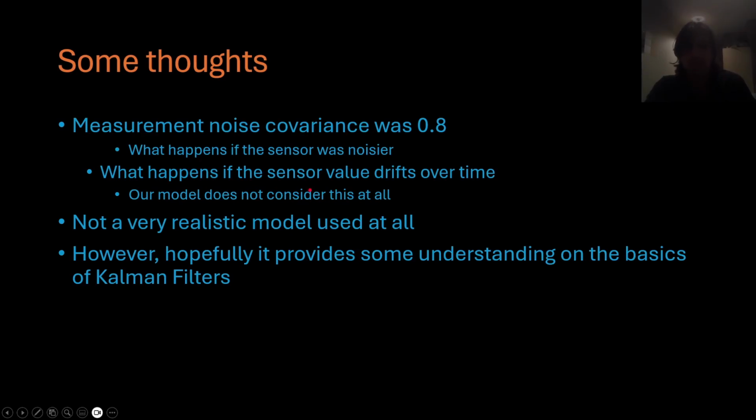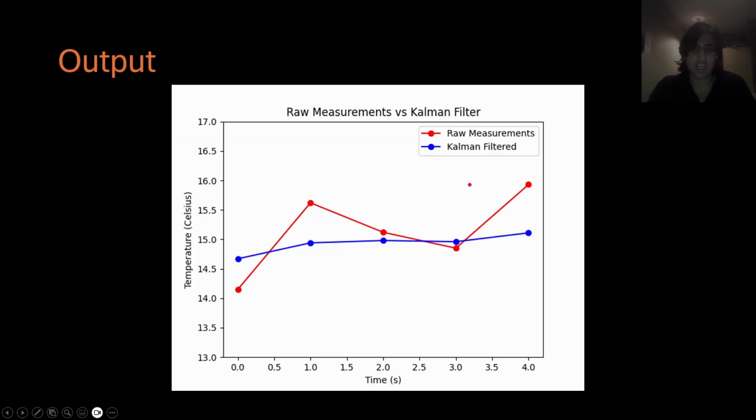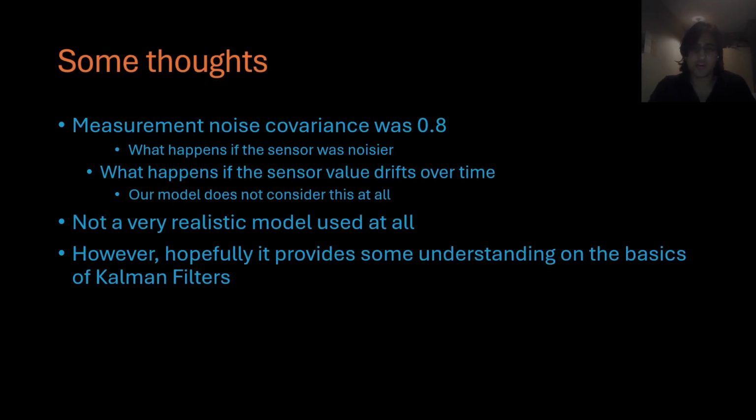But what happens if the sensor value drifts over time? Here you can see we just have spiky values, all spiky noise, jitter, or high frequency noise. But what happens if the sensor value was slowly increasing over time to 16, 17, 18, 19 degrees, even though the actual temperature was a constant 15? Our model does not consider this at all, and our Kalman filter will fail to filter this correctly. So for very low frequency noise, our model is not suitable at all.